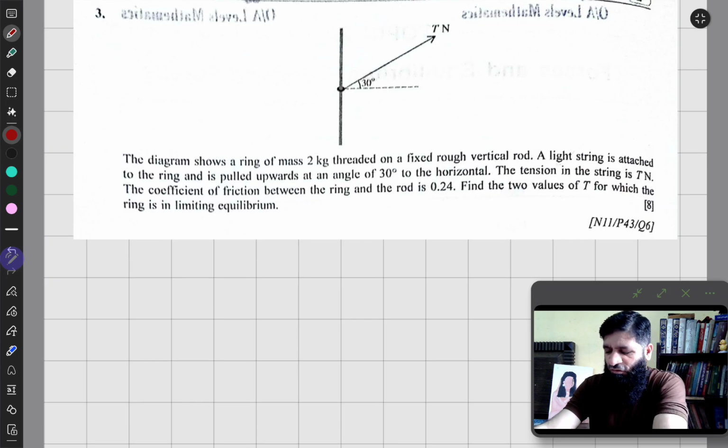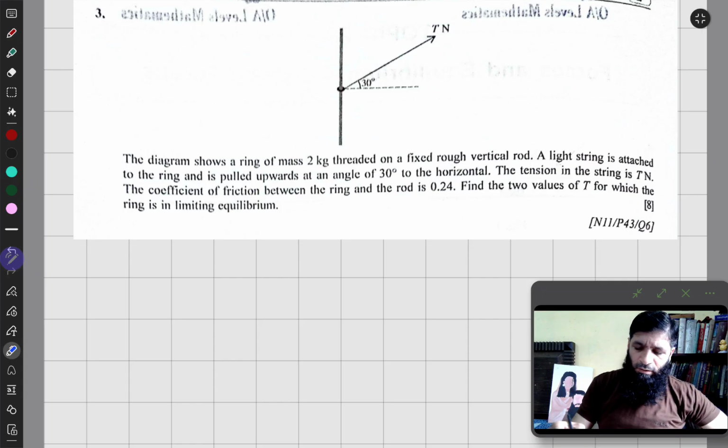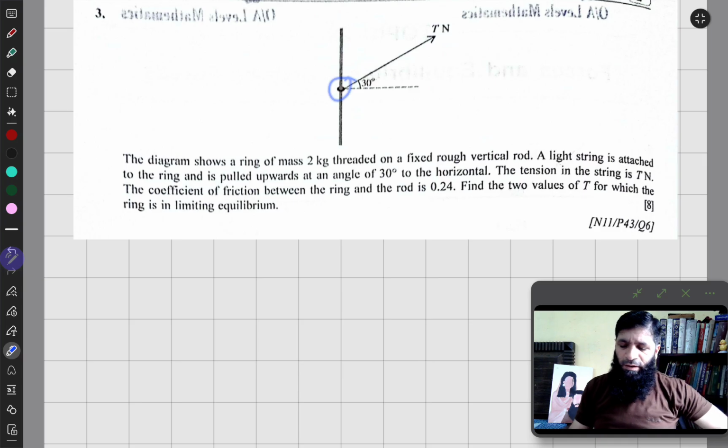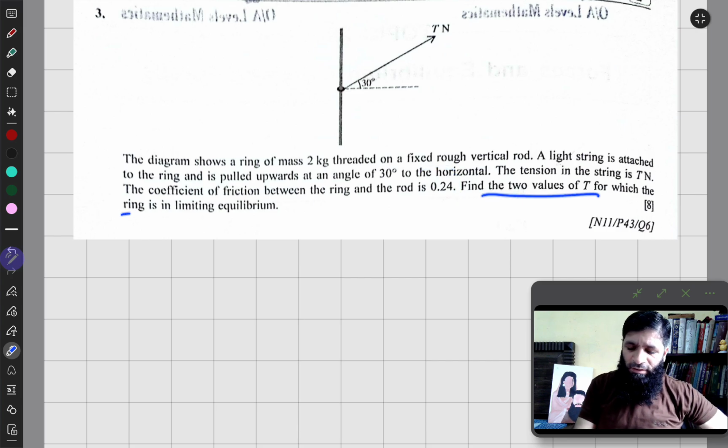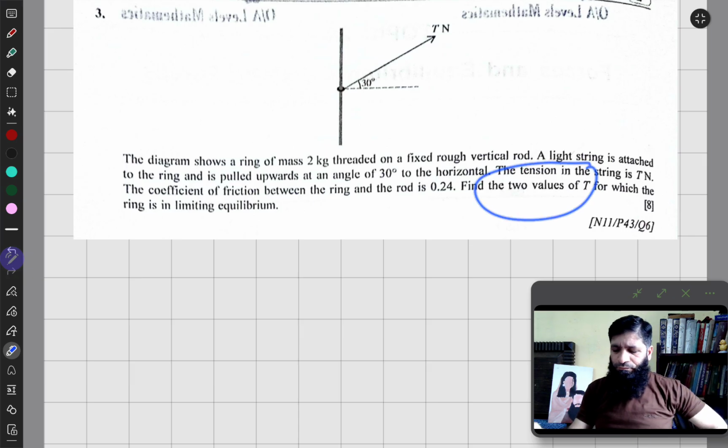All right, look at this question of October-November 2011. You have a ring of mass 2 kg and a force of T Newton is pulling this ring upward, and the force is making 30-degree angle with the horizontal, and there is a coefficient of friction between ring and rod which is 0.24. Find the two values of T for which the ring is in limiting equilibrium.